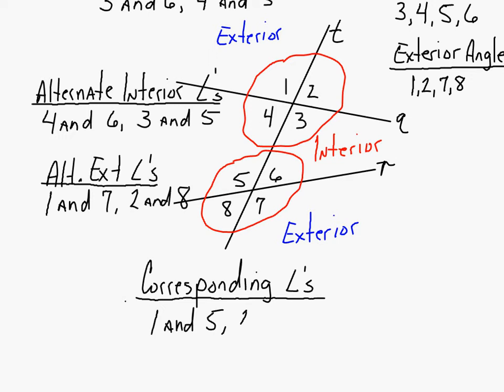Another pair is 2 and 6. Then 3 and 7, and finally 4 and 8. Everybody okay with all those terms? Any questions?